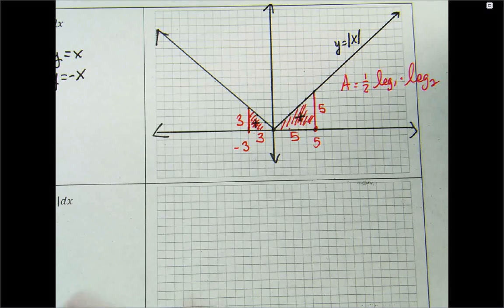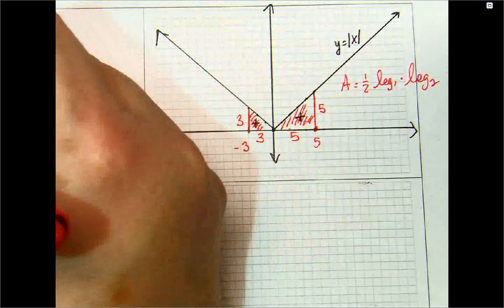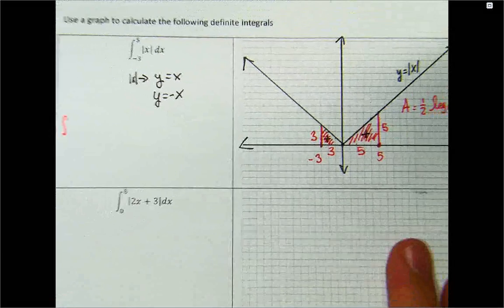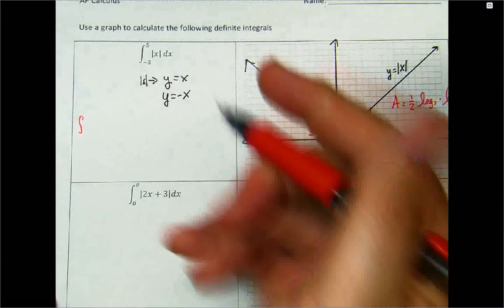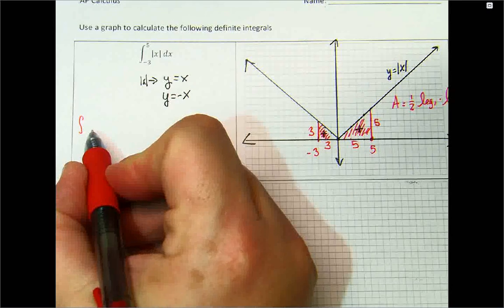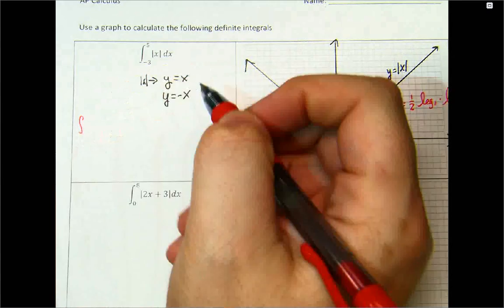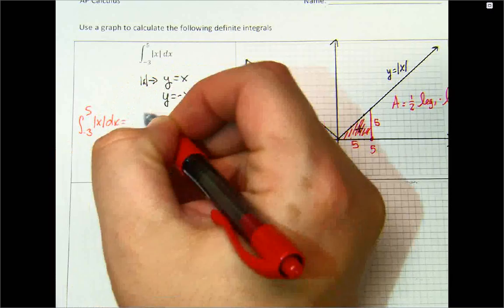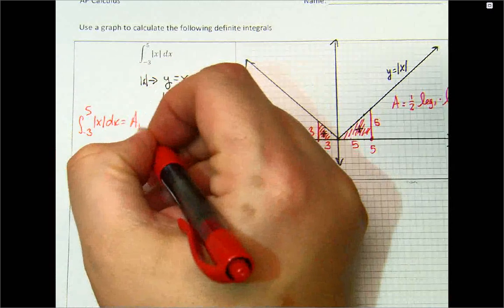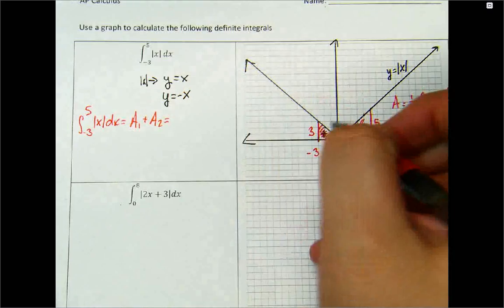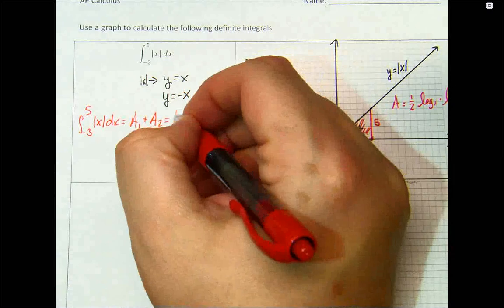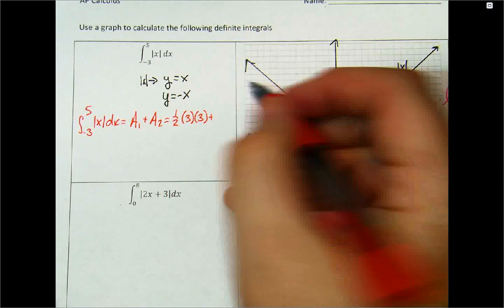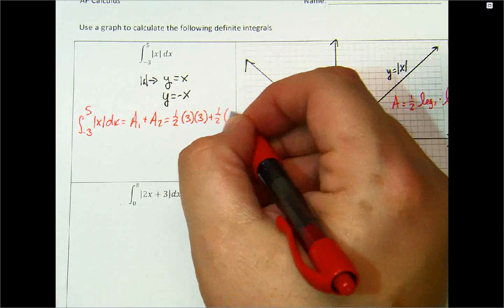So my integral, let me zoom it out just a little bit. My integral is going to be, well, from negative 3 to 5 of the absolute value of x dx is going to be equal to area 1 plus area 2, 1/2 times 3 times 3 plus 1/2 times 5 times 5.